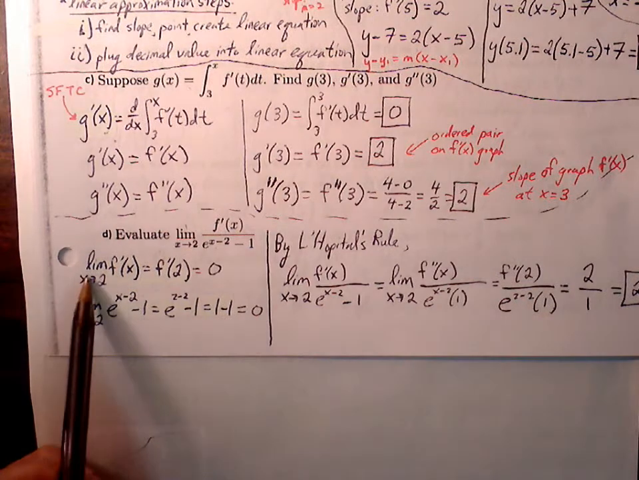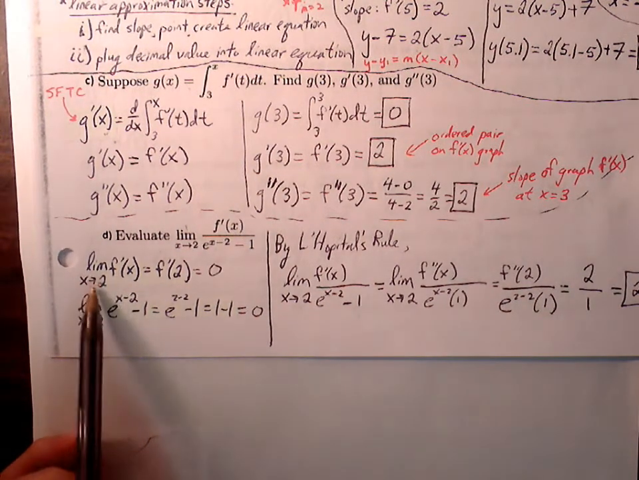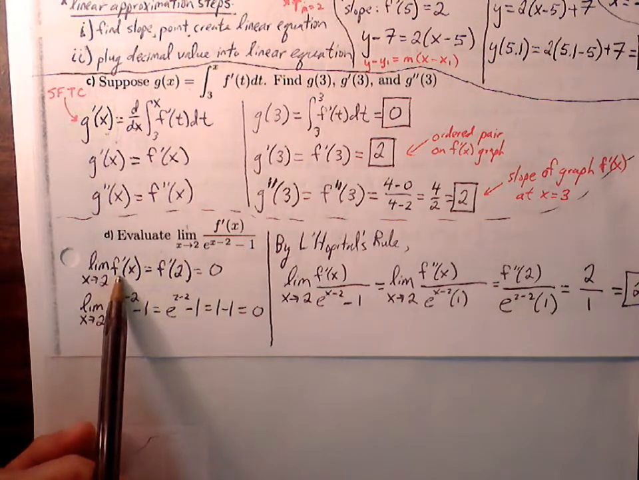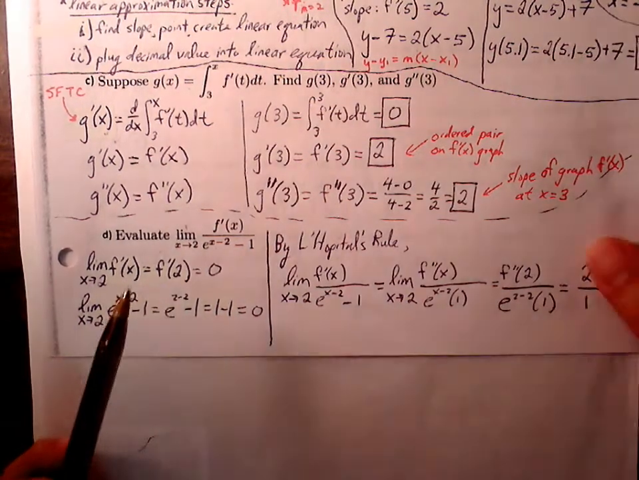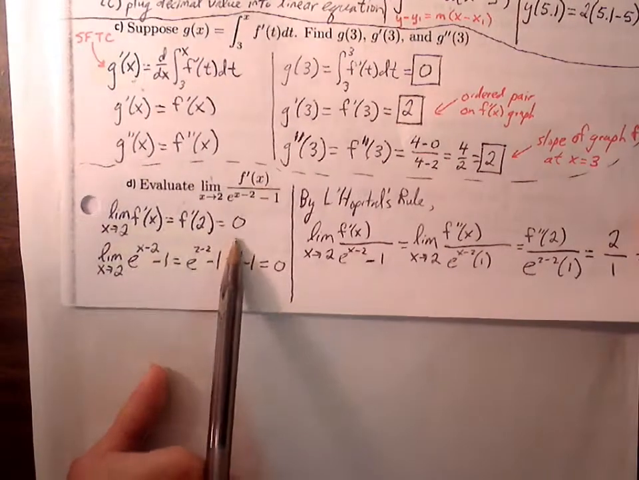So let's do the limit as x approaches 2 of the numerator. We're going to do this separately. So the limit as x approaches 2 of f prime of x is equal to f prime of 2. F prime of 2, we look at our graph. F prime of 2 is just equal to 0. All right, so the numerator does produce 0.